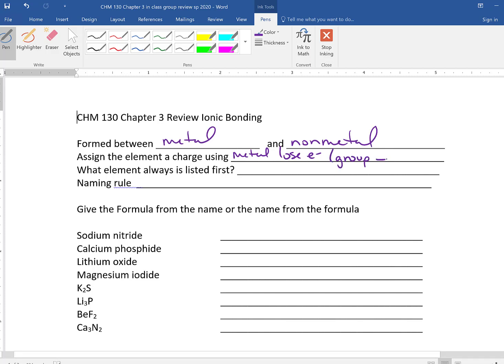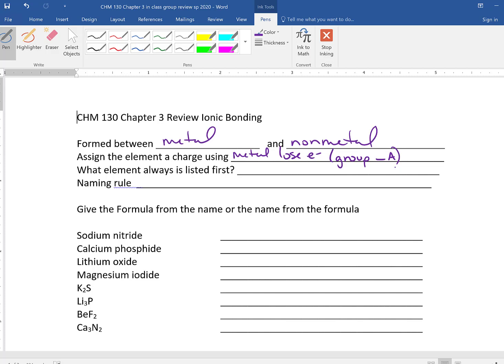The group in front of the capital A at the top of the column, that will tell you the charge. Okay, so when looking at lithium, sodium, potassium, group 1A, +1. When looking at magnesium, beryllium, and calcium, that's group 2A, +2. Okay, so all the way at the very top, whatever that number is in front of the capital A, that tells you the charge on the metal.